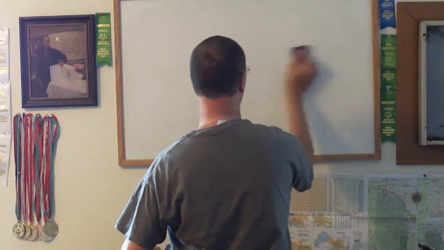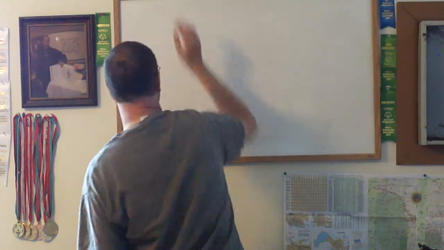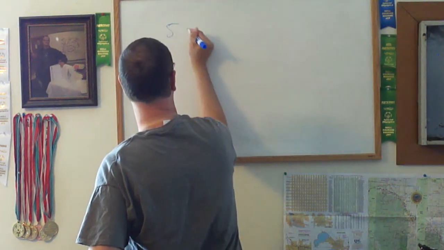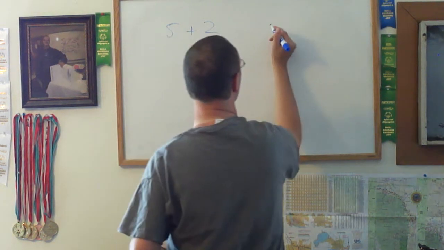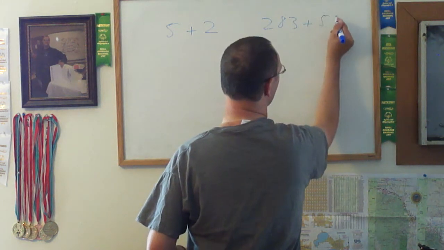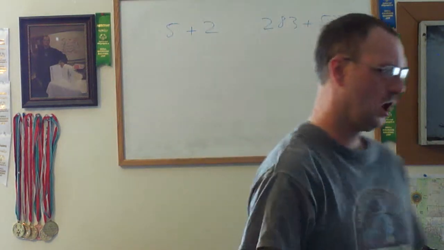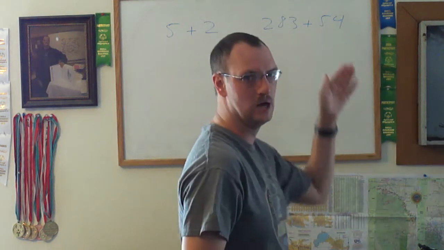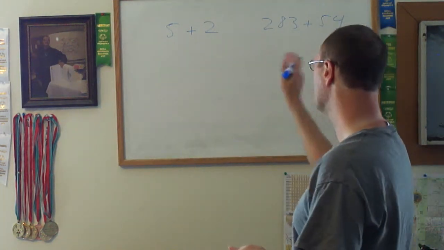Today we're going to learn some operations. We're going to start with adding negative numbers. We'll start with a couple of arithmetic problems though. Alright, 5 plus 2, and 283 plus 54. Now they are all positive numbers.